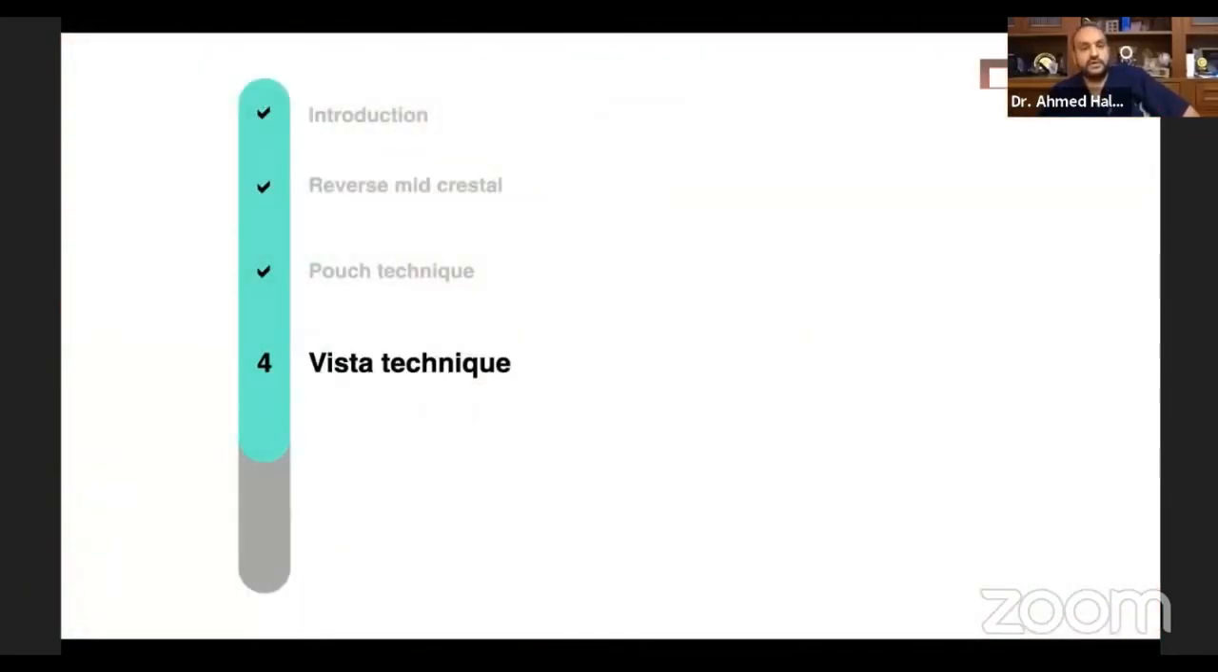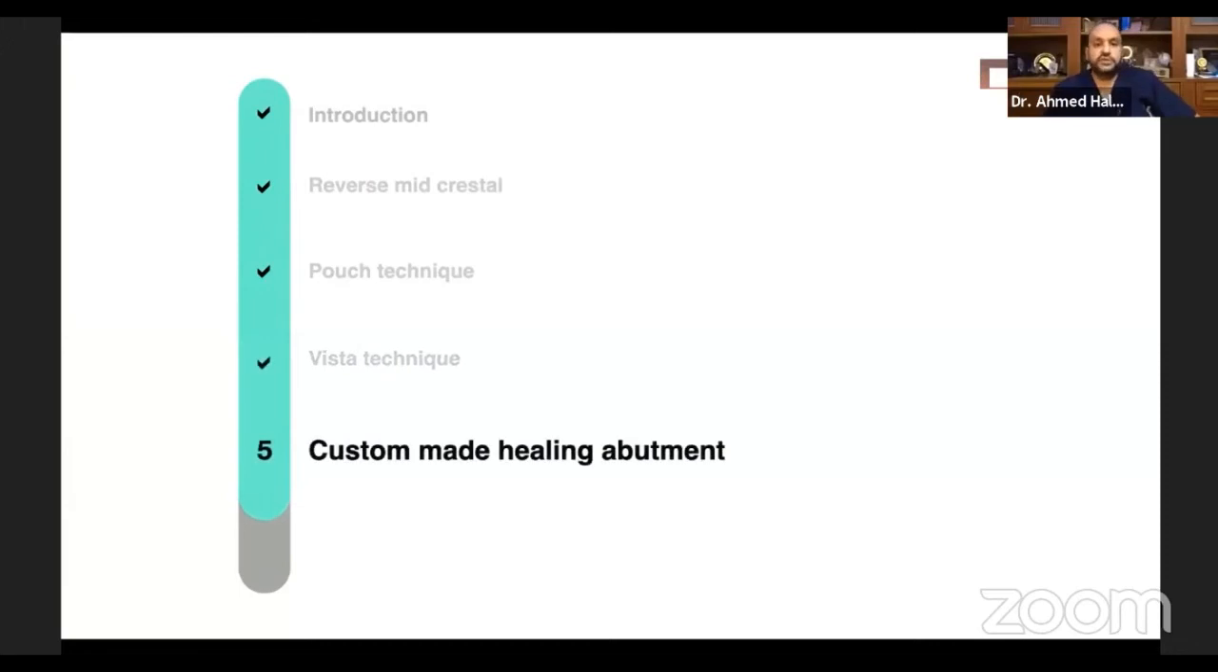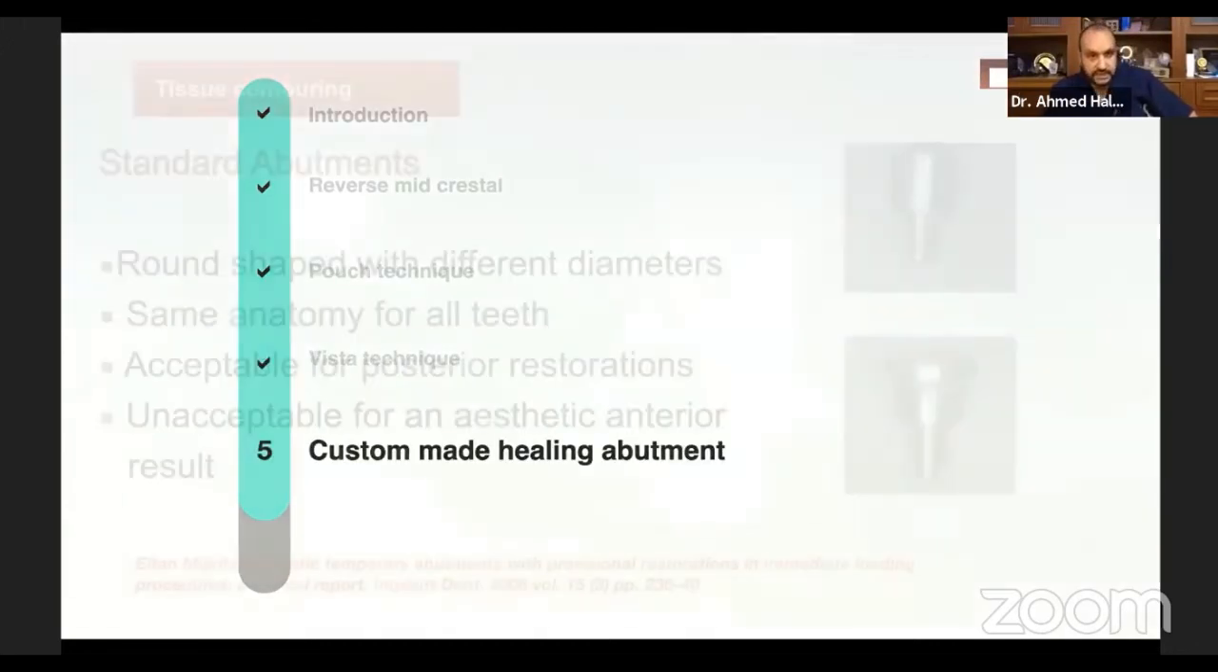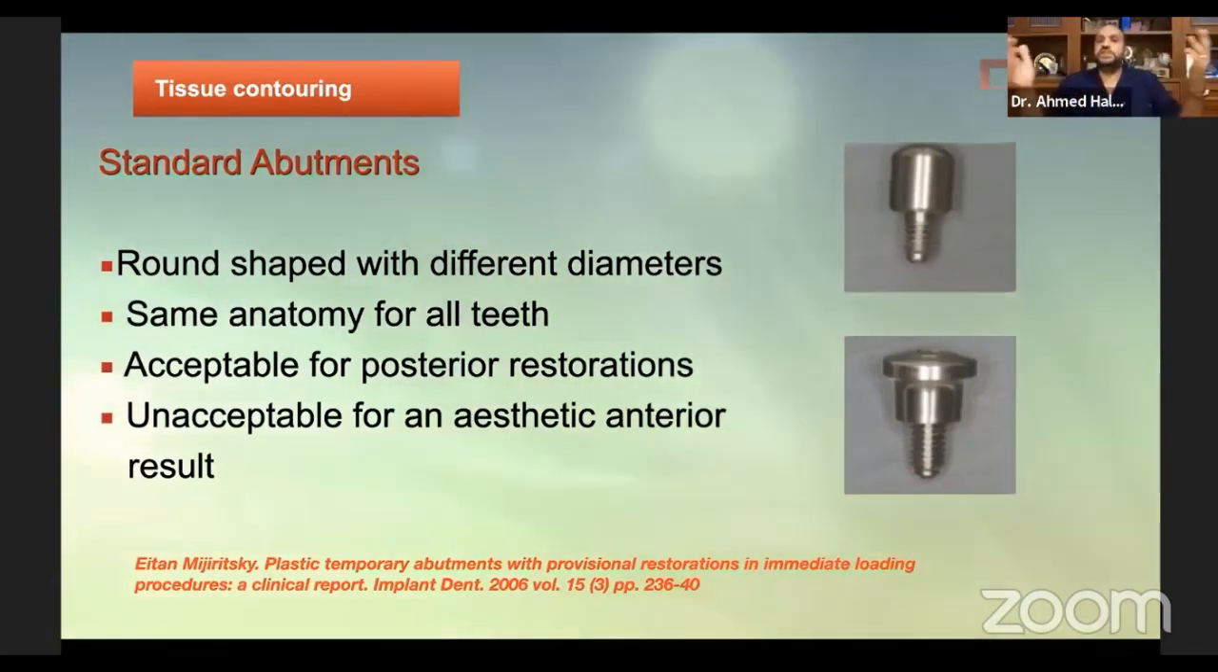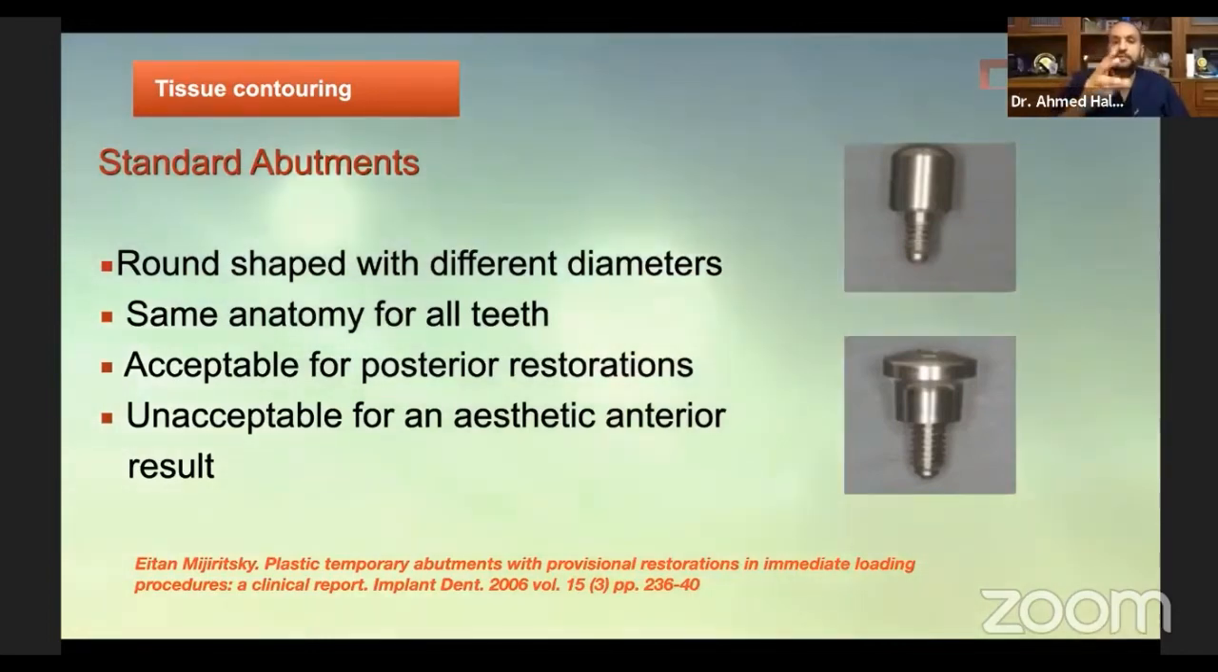So we were talking about reverse mid-crestal incision, pouch technique, and my modified Vista technique. The last technique I'm going to show to you now is a custom-made healing abutment. Usually, we used to use a normal healing abutment for reshaping of soft tissue, but let me explain to you something very important. In any implant company, you have only 3, 4, 5, 10 shapes for healing abutment, but you have millions of people with different shapes of their soft tissue.